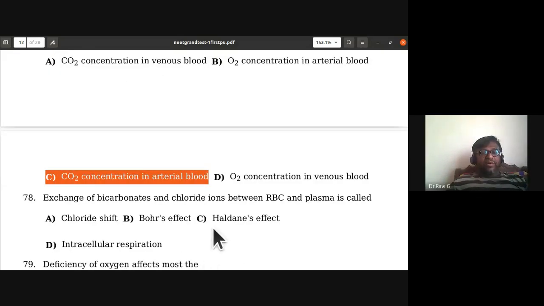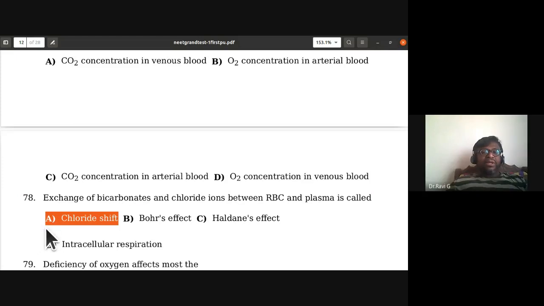Exchange of bicarbonates and chloride ions between RBC and plasma is called chloride shift. So Hamburger's effect or chloride shift, they call it the exchange of bicarbonates and chloride ions between RBC and plasma. That is named after the scientist. Okay, 78th, A is the answer.